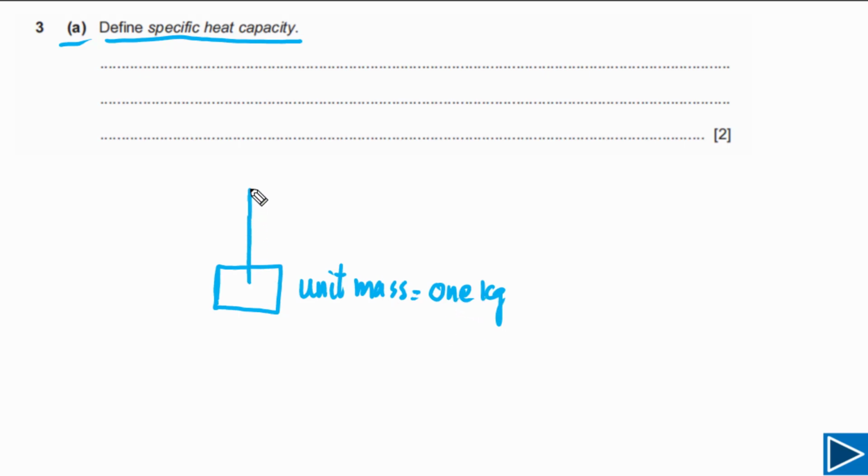Now imagine that we place a thermometer inside this substance, and let's say the initial temperature of this substance is 20 degrees Celsius. We want to raise this temperature by 1 degree Celsius. In order to raise this temperature by 1 degree Celsius or by 1 Kelvin, the amount of thermal energy we need to supply is called specific heat capacity. So this is what exactly is meant by specific heat capacity.